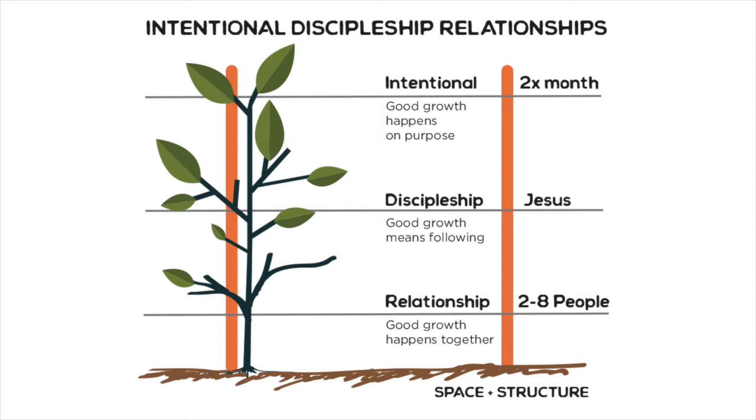This tool is a picture of a plant supported by a trellis. In John 15, Jesus uses the relationship between a vine and its branches to help us understand what it means to be in relationship with Him. Intentional discipleship relationships are going to function like a trellis would to a plant.